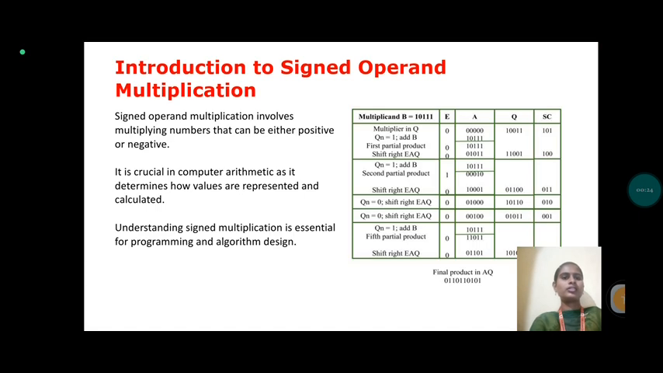Next, introduction to signed operand multiplication. Signed operand multiplication involves multiplying numbers that can be either positive or negative. It is crucial in computer arithmetic as it determines how values are represented and calculated. Understanding signed multiplication is essential for programming and algorithm design.